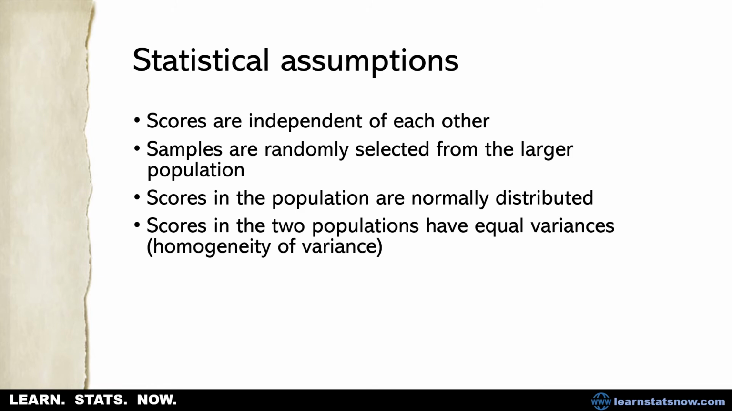So scores in the two populations have equal variances. Now this is what we call the homogeneity of variance assumption, and it's actually tested when we run our statistics, for example, in JASP or in SPSS. If we were to just look at the notation, basically what we're saying is in the population, for the groups represented by our treatment group and our control group, for example, that the variances, sigma squared, for group 1 and group 2 would be equal.